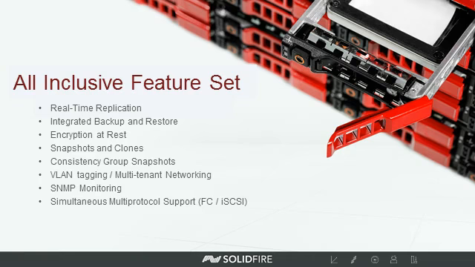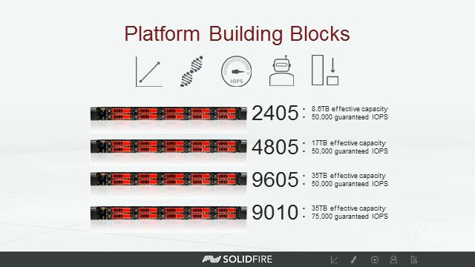There is a grand total of 5 part numbers on the SolidFire side. There are 4 nodes, and then there's a support line item. So whether you need smaller capacity with higher performance, or whether you need higher capacity with extremely high performance, all of these building blocks are available to our customers to mix and match as they see fit into a cluster of whatever size makes sense for their environment.